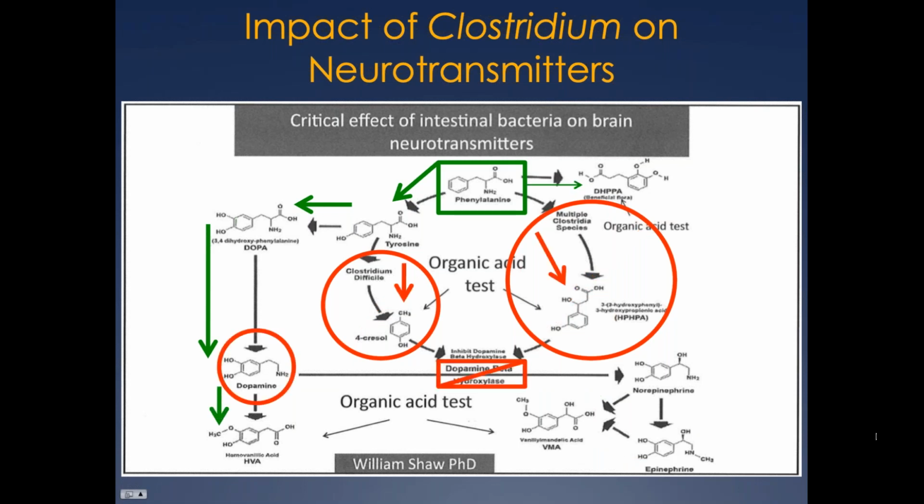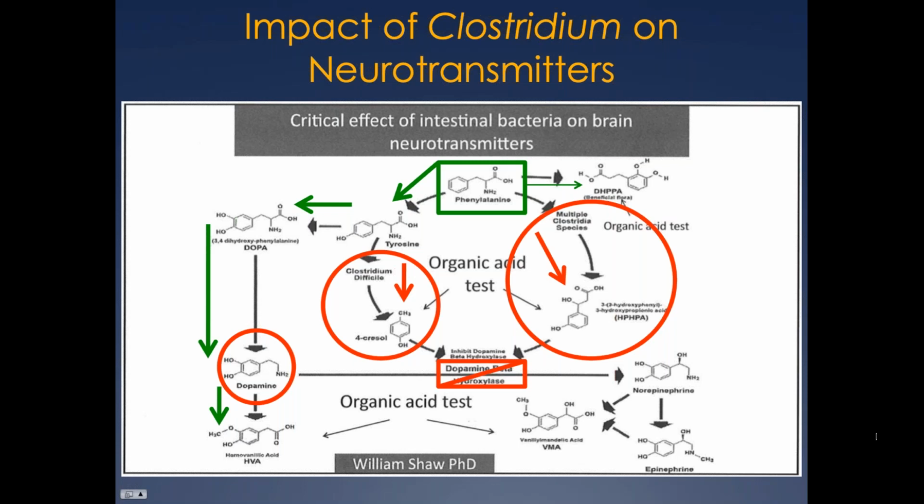Now, when we have too many of these Clostridial species, they become active and sort of siphon off some of that phenylalanine and produce either 4-cresol or HPHPA, which are those two particular significant compounds that we see on that first page of the OAT. And these two compounds both inhibit the activity of the enzyme dopamine beta hydroxylase.